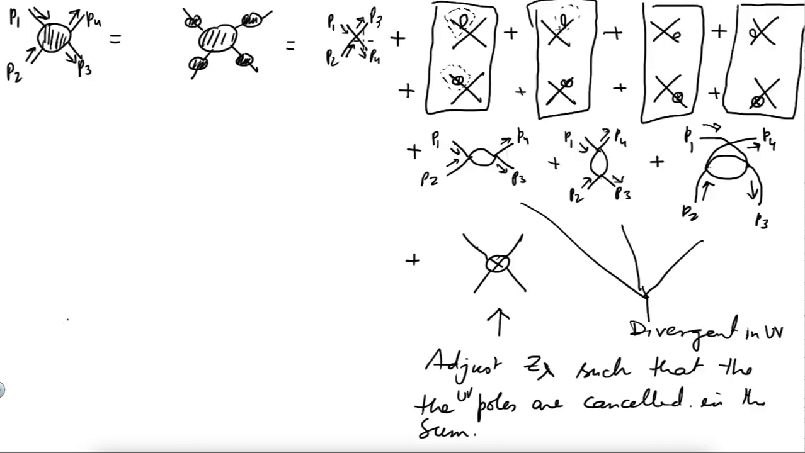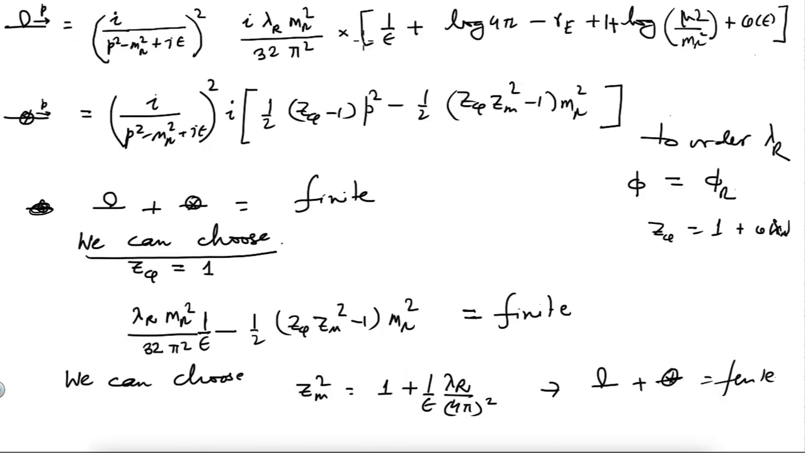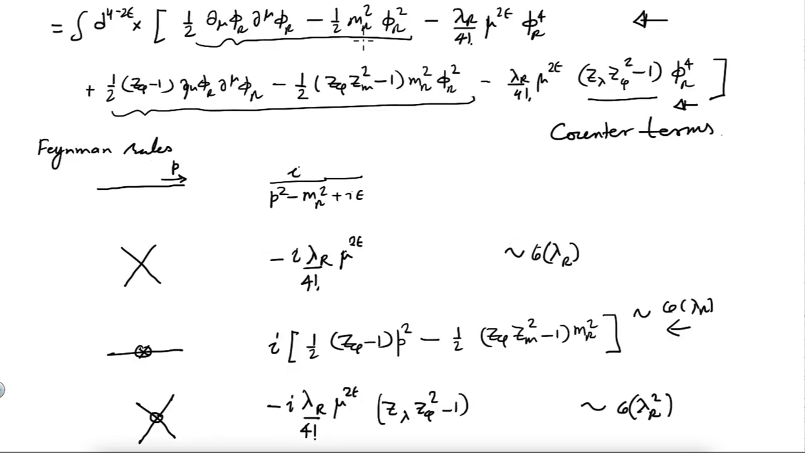So this is equal to minus i mu to the 2 epsilon, okay, lambda r over 4 factorial. And then you have z lambda z phi square minus 1. Okay, you have a z phi square because you have four lines coming out, because it's a vertex coming out of four fields. Okay, that is the vertex that we had earlier. Let me show you. Here, you see, minus i lambda r over 4 factorial mu to the 2 epsilon, and this piece. Okay, and remember, this is lambda r square vertex.